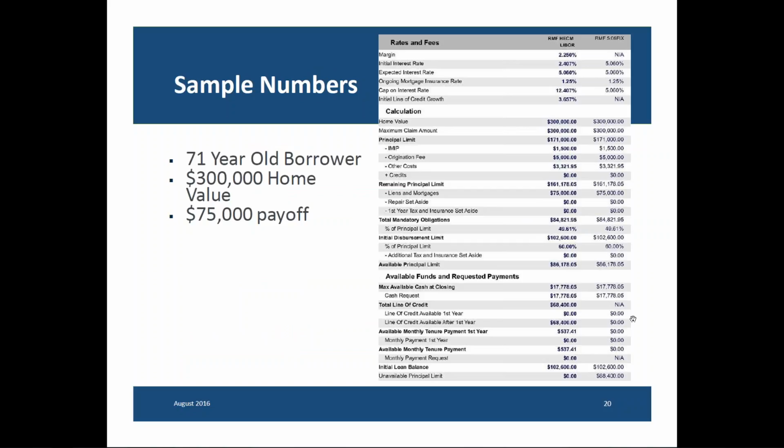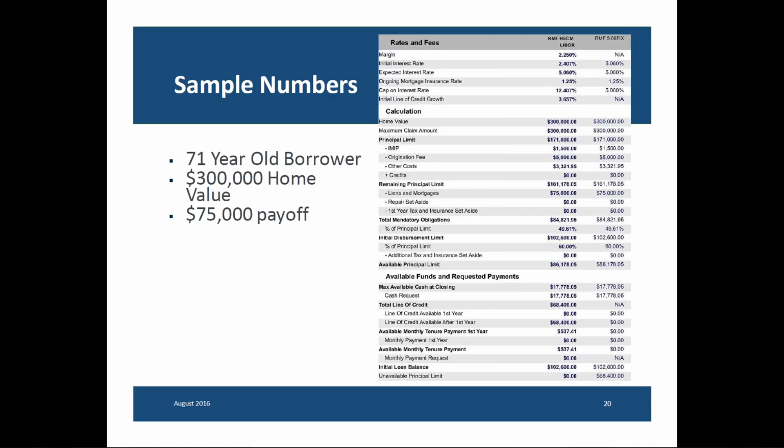So these are some sample numbers here of a 71-year-old borrower, a $300,000 home value with a $75,000 payoff. Now, the part that I want to point out here is the maximum proceeds. The expected interest rate on both, the fixed and the adjustable. The maximum proceeds are based on the expected interest rate, and that's set at 5.06.